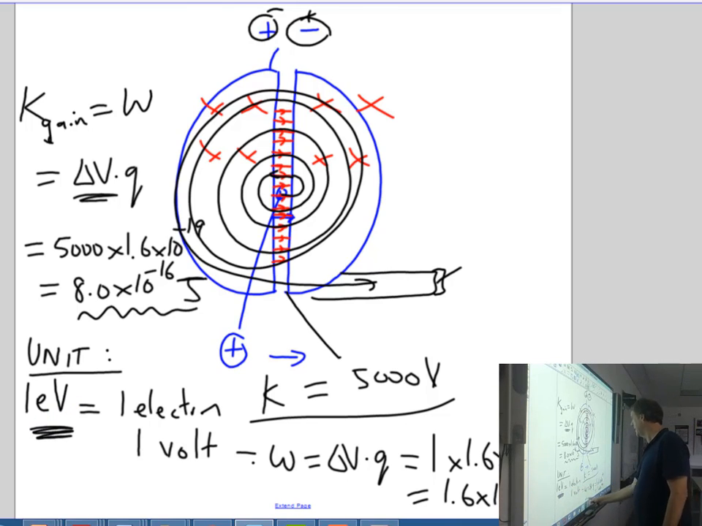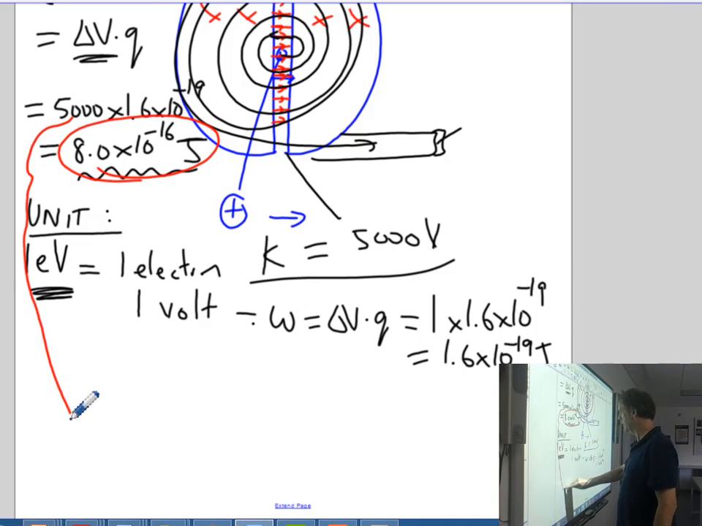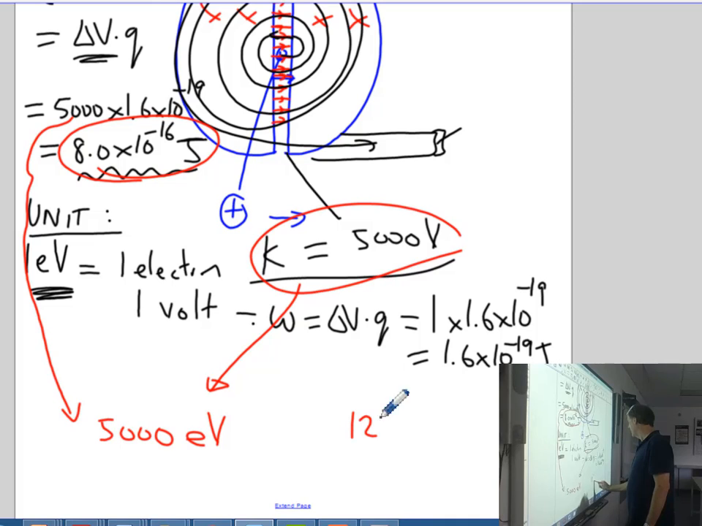Now that actually means here that rather than saying this is 8 by 10 to the minus 16 joules, I could shortcut this and just say this is 5,000 electron volts of energy. Okay, it went through 5,000 volts, it has 5,000 electron volts of energy. So it's a very handy unit to work with if you try to understand things. If I told you that you had a battery that was 12 volts and the electron went through the battery and it said how much energy would it gain, you would go, it's got 12 electron volts of energy.